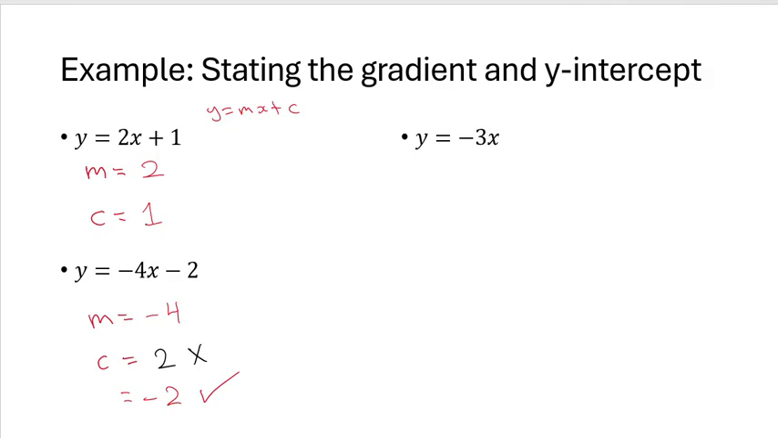Now for the final one, it's a bit tricky because we can tell what m equals. That's pretty easy. That's pretty straightforward. But you ask yourself, what does c equal? Now, there's no c value. Since there's no c value in our equation, you're just going to write c equals 0, just like that. Pretty easy, yeah?